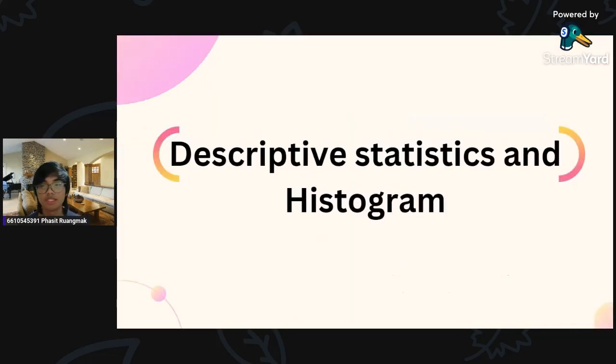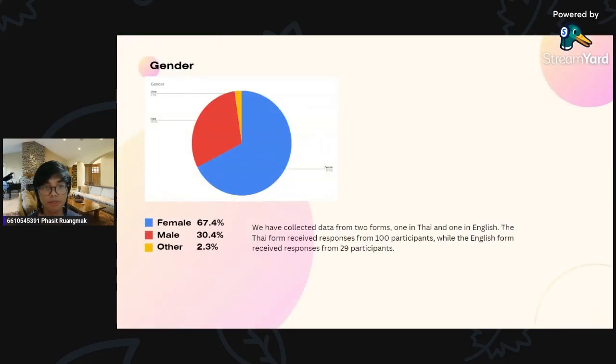Next, descriptive statistics and histograms. Here is a pie chart of the gender of the participants from our survey. 67.4% of our participants were female, 30.4% were male, and the others chose not to disclose. We collected data from two forms, one in Thai and one in English. The Thai form received a total of 100 responses, while the English form received 29 responses.